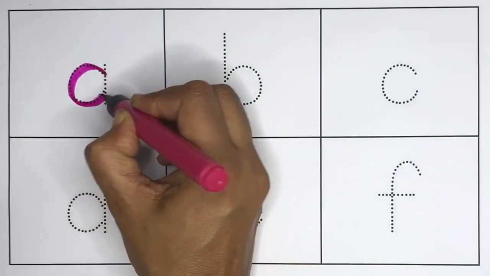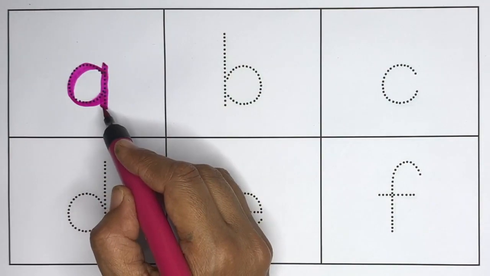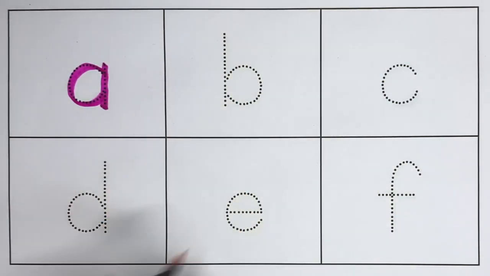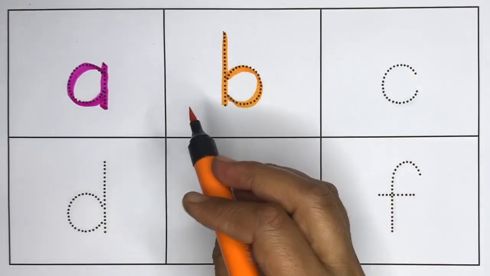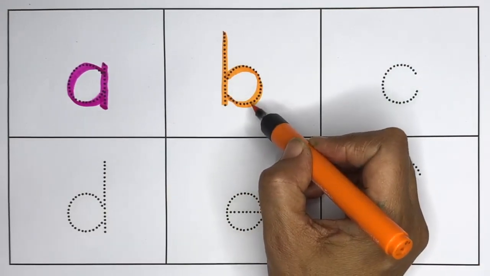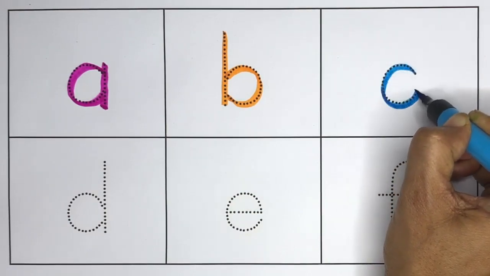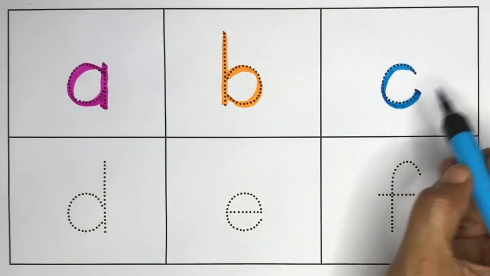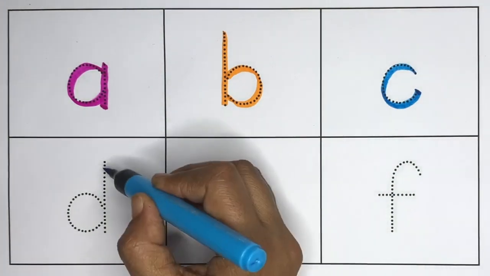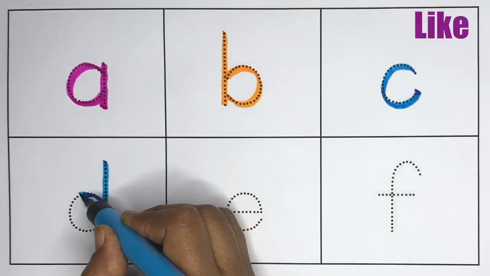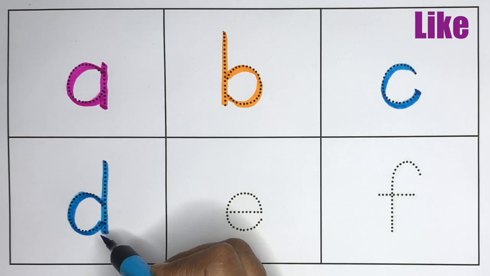A, A for apple, purple color. B, B for ball, orange color. C, C for cat, blue color. D, D for dog, blue color.